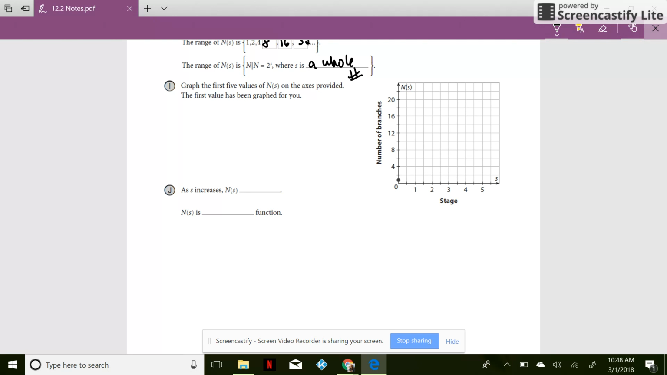At stage 0, there was 1 branch. At stage 1, there were 2 branches. At stage 2, there were 4 branches. At stage 3, there were 8 branches. At stage 4, there were 16 branches. As S increases, as we move to the right, n(S) also increases. The values are going up. So that means it's an increasing function.